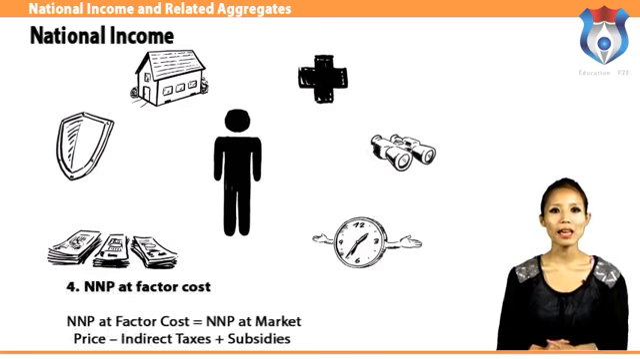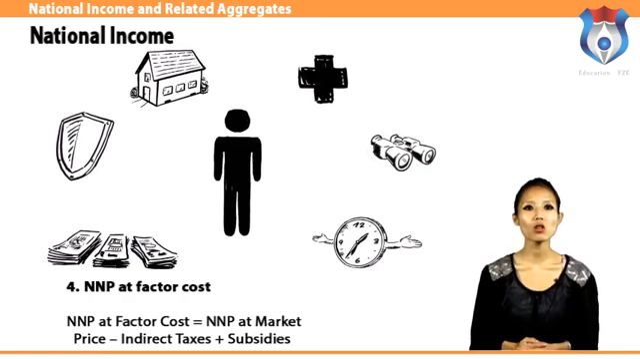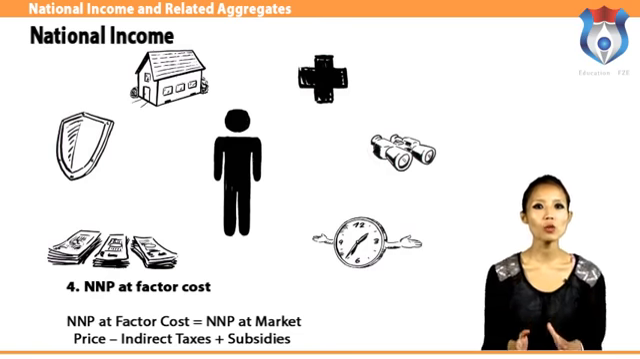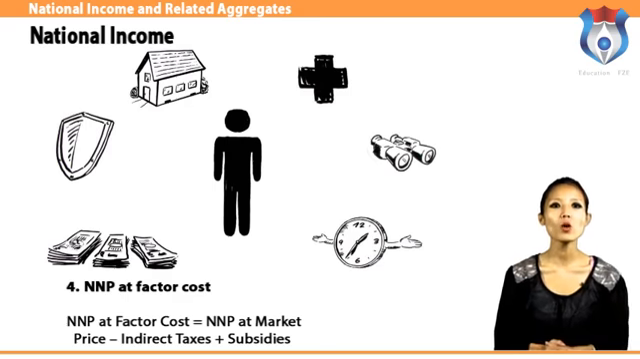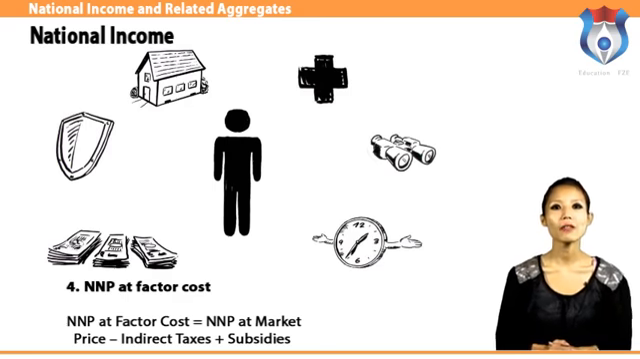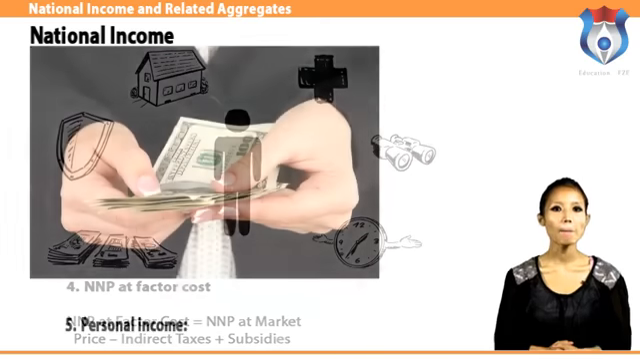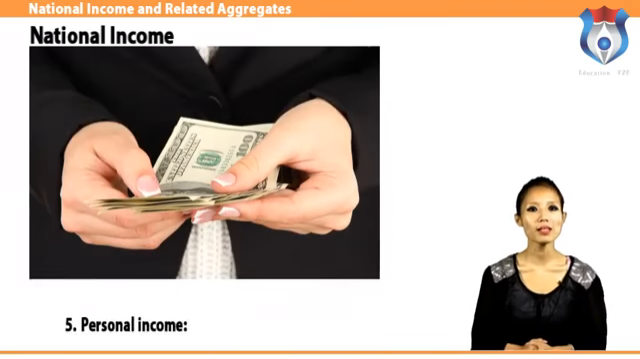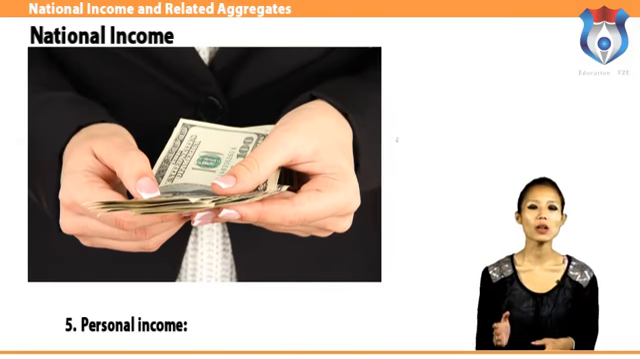Net National Product (NNP) at factor cost, national income. NNP at factor cost, or national income, is the sum of wages, rent, interest and profits paid to factors for their contribution to the production of goods and services in a year. It may be noted that NNP at factor cost is NNP at market price minus indirect taxes plus subsidies. Personal income. Personal income is the sum of all incomes actually received by all individuals or households during a given year.